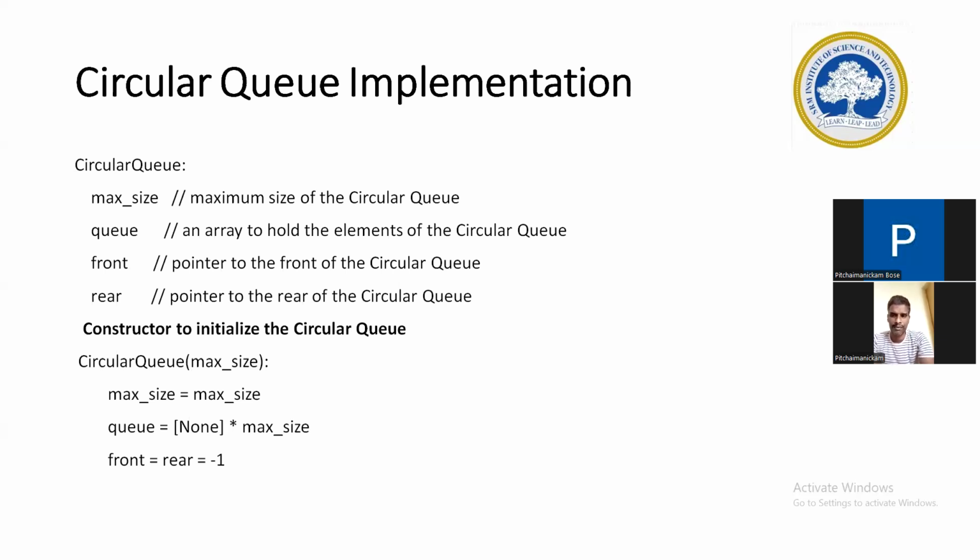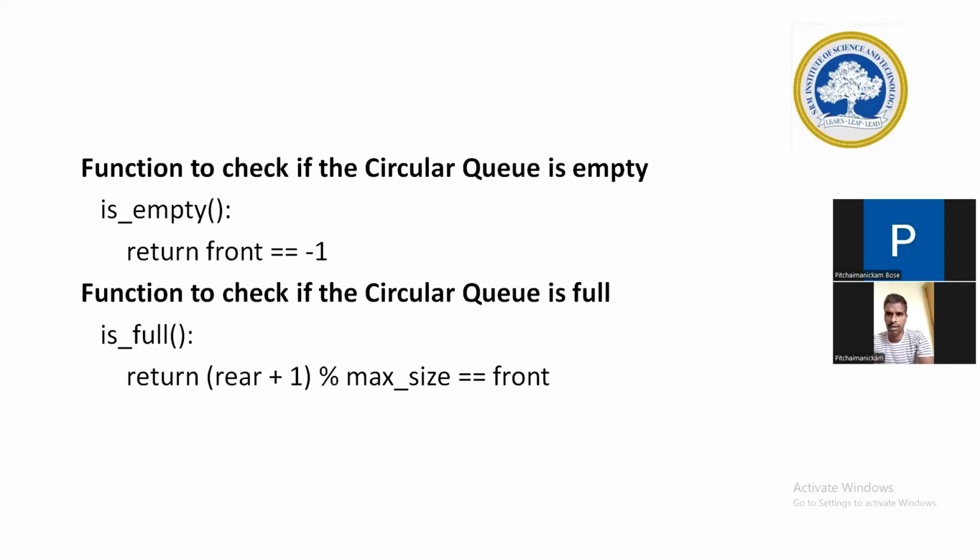Here we are using a circular queue with a maximum size. Maximum size is equal to max size, Q is equal to none of n into maximum size, and front is equal to rear is equal to minus one. These constructors are utilized to define the circular queue.